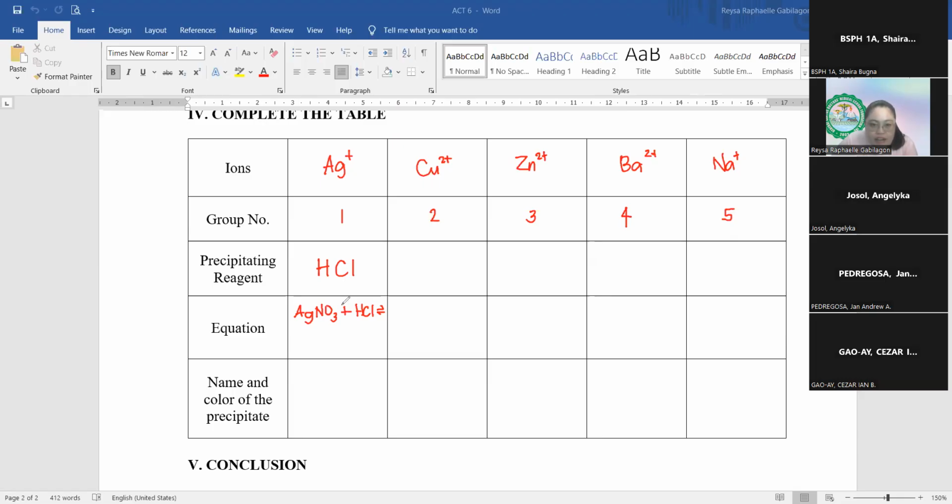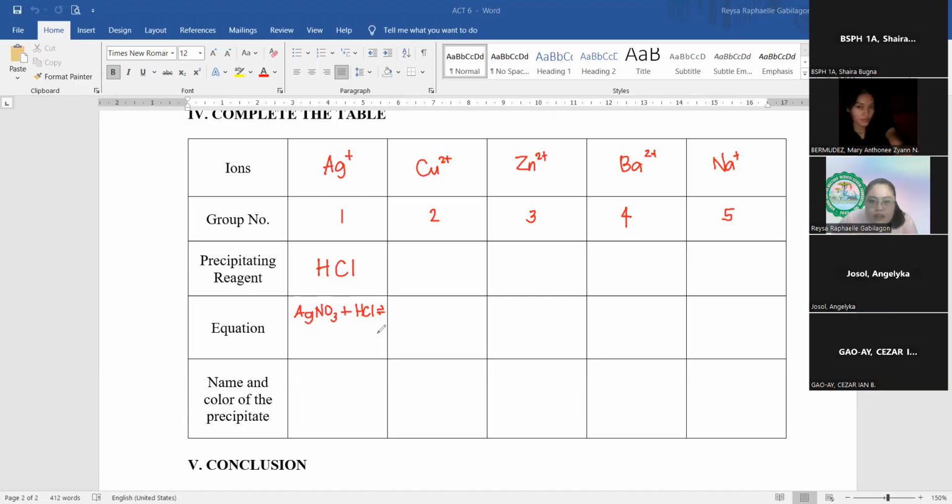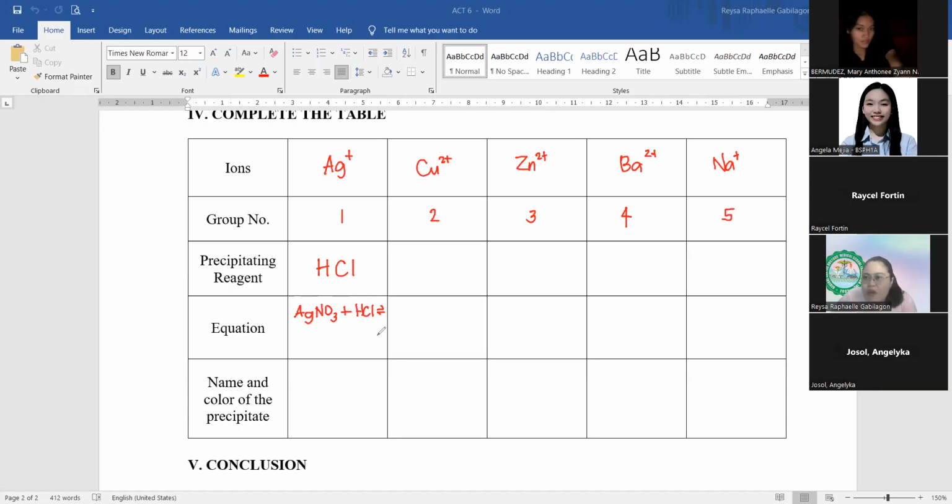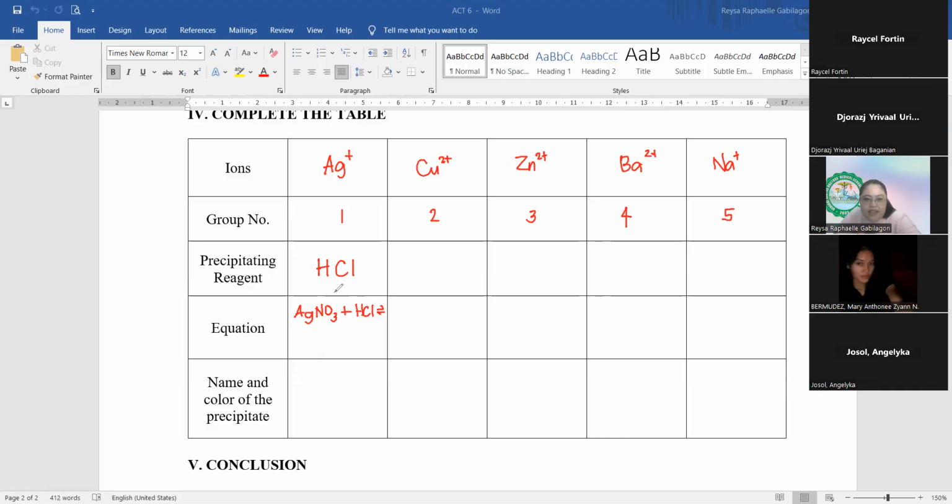So, anong klaseng reaction ito? What type of reaction is this? Silver nitrate plus hydrochloric acid. Yes. How do I call you, Miss Bermudez? Aya po, ma'am. Aya, okay, Aya. Sige. What type of reaction is this? Double displacement reaction po. Okay, very good. That's double displacement. So exchange partner sila.